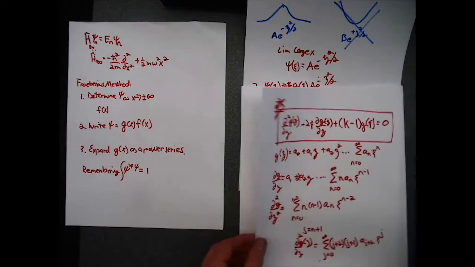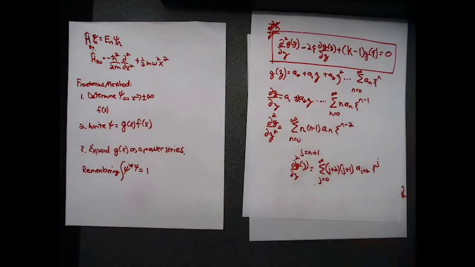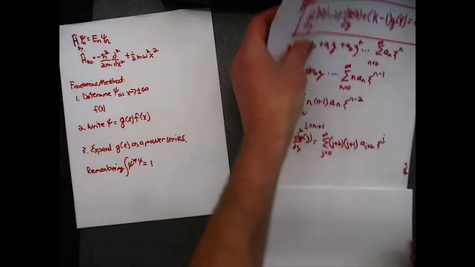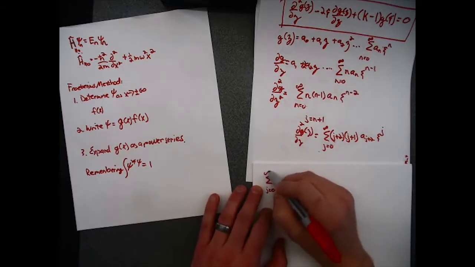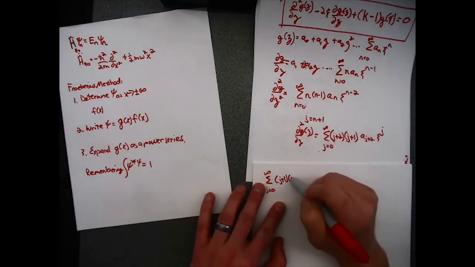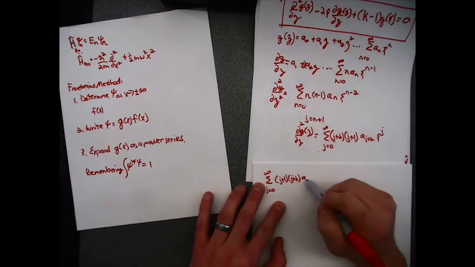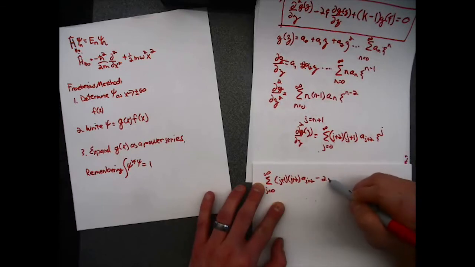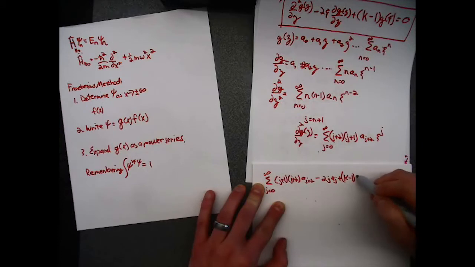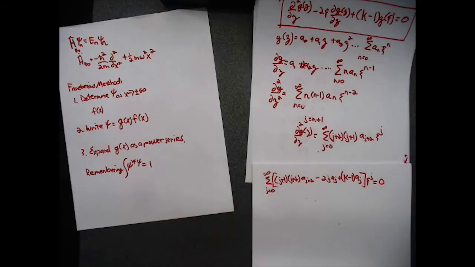Putting this all together, we can put all of this together for our differential equation, and what we end up saying is that the sum over j equals 0 to infinity of j plus 1, j plus 2 times a sub j plus 2, minus 2j a sub j, plus k minus 1 a sub j, all of this times c to the j, is equal to 0.